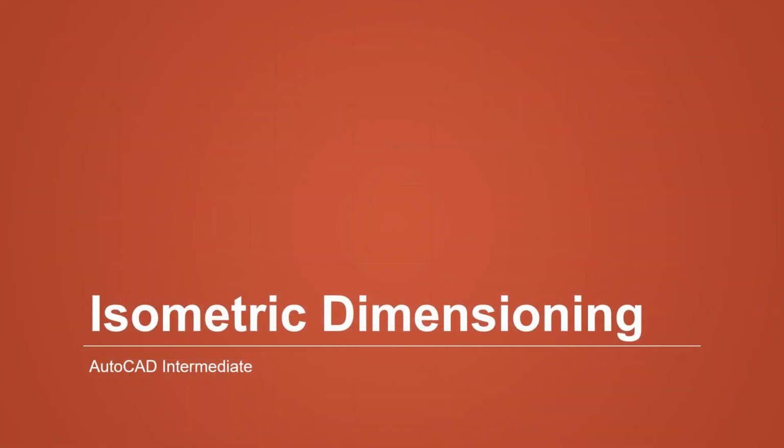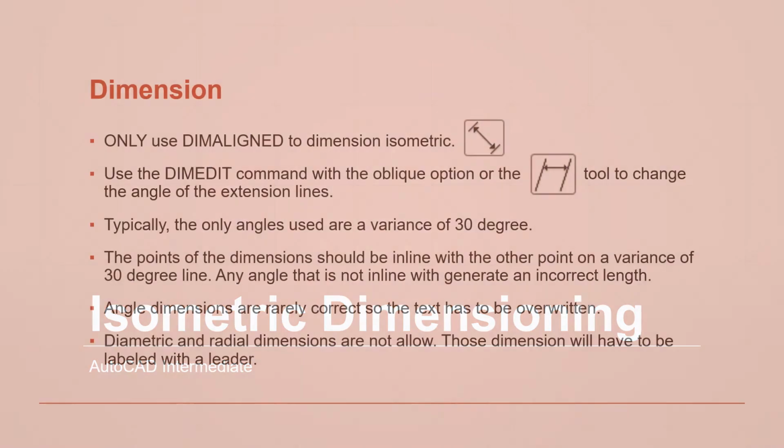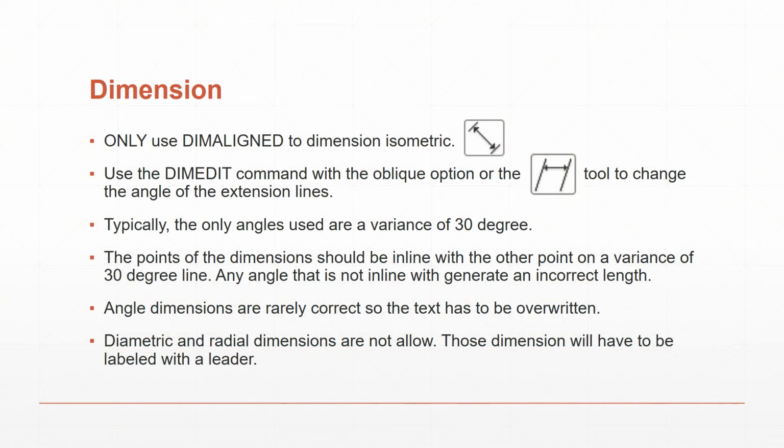Okay, next let's take a look at isometric dimensioning. When we're using isometric dimensioning, the first thing we have to realize is that we're going to have to use the aligned icon here. We're going to have to use the aligned dimension. So we can't use the horizontal, we can't use any kind of vertical, we have to use an aligned dimension. And then the command that we're going to use is going to be an obliquing. That's the tool you're going to see here.